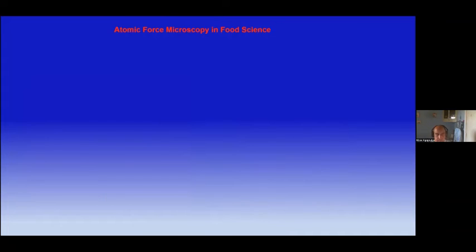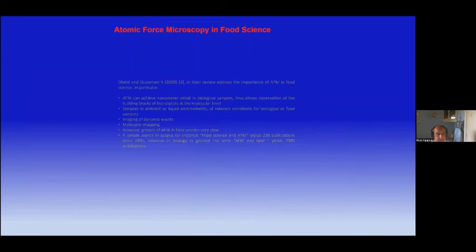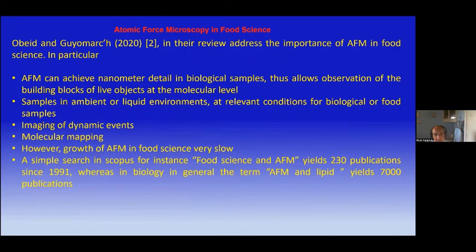A review two years ago by a team of Obeid and Guyomarc'h addressed the importance of AFM in food science. In particular, AFM can achieve nanometer detail in biological samples, thus allowing observation of live objects at the molecular level. The samples can be seen in ambient or liquid environments, therefore at relevant conditions for biological samples, for example, at various temperatures, various pH, etc. It can be used to image dynamic events for molecular mapping.